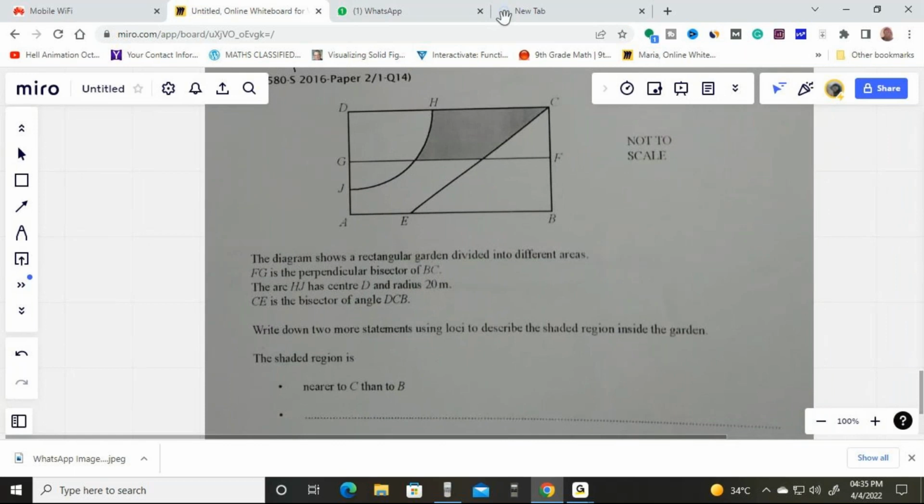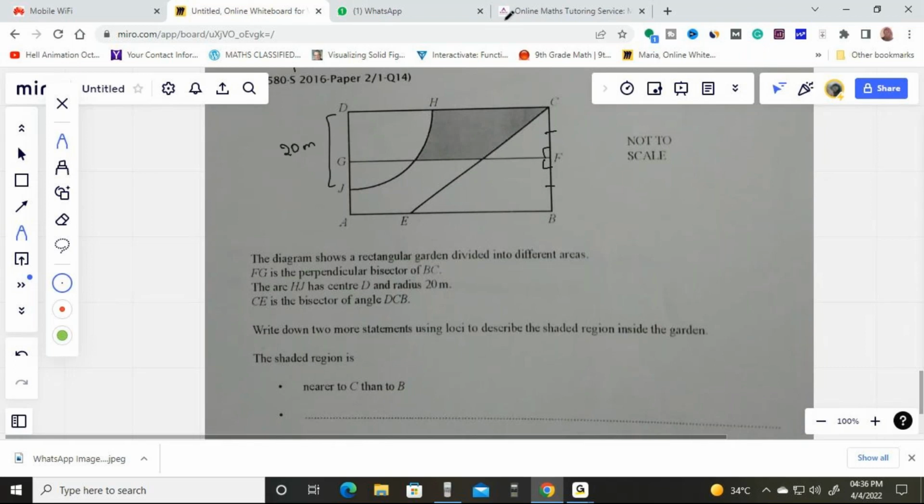Here a nice rectangular garden divided into different areas is given to us. And then they have given us some information. FG is the perpendicular bisector of your BC, like that is dividing your BC into two equal parts. And HJ has center D. This is the arc length, you can see. So this is a sector of a circle whose center is D and radius 20 meters. So you see this is your radius. DJ is 20 meters long, all right?